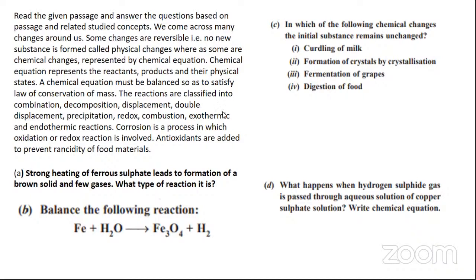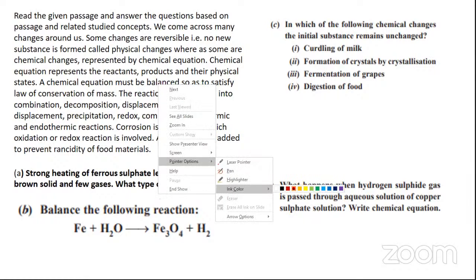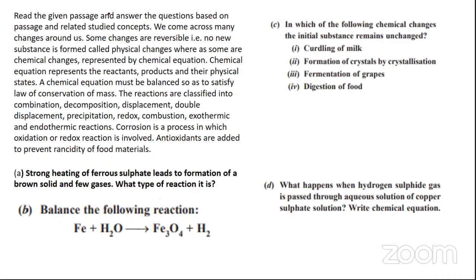So what did I miss? Nothing really. We're doing this question, the passage based questions, and read this out and try to answer these 4 questions. Then we discuss it quickly. Okay. Okay, sir. Okay, thank you.